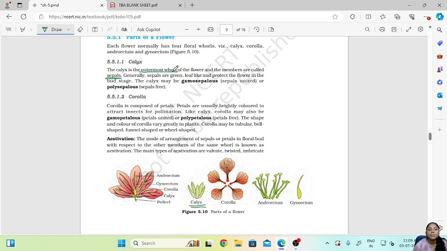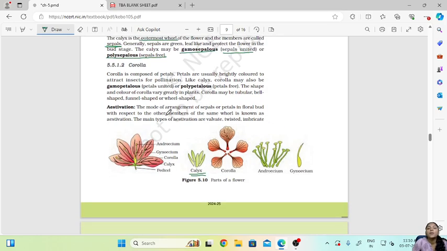The sepals are green, leaf-like and protect the flower in the bud stage. So when the flower is in the bud stage, the calyx protects the flower. The calyx may be gamosepalous when the sepals are united or joined together, or it could be polysepalous when the sepals are free.